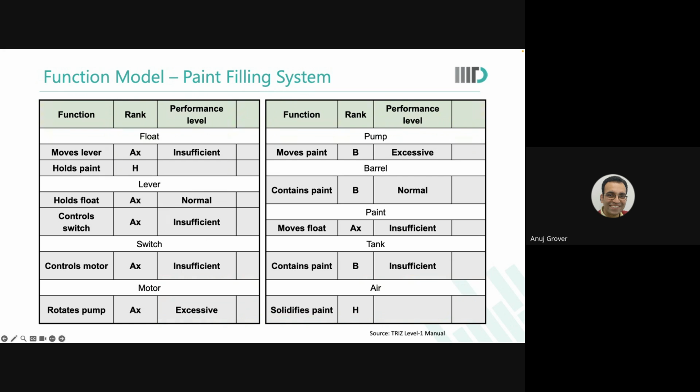And float holds paint. That is a harmful function. So no description, no rambling, nothing else. It's a harmful function. Leave it. So we won't talk about float maintaining the position of the lever. Rather than that, we will talk about the problem that we were facing. Yes, because that is the problem.